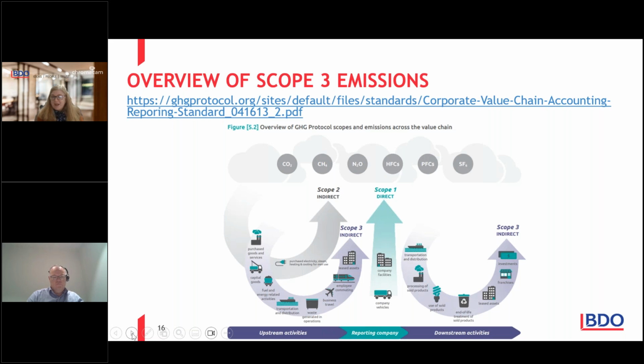Scope 2, the indirect emissions, electricity, and then scope 3, distinguishing between upstream, before it arrives at our company, and downstream, after it leaves. And at the top, I've got a link to a document, the Corporate Value Chain Accounting and Reporting Standard, which includes this diagram and a number of the diagrams that we'll refer to today. So if you don't know where I get the diagram, that's the link.